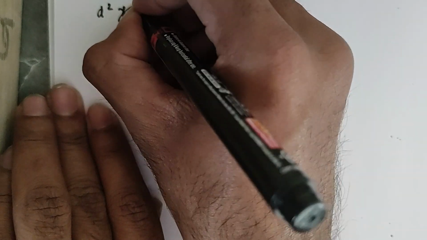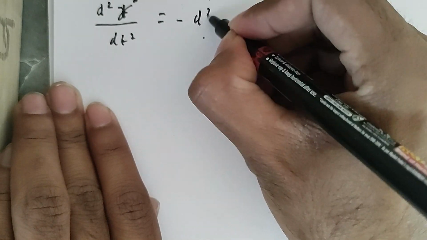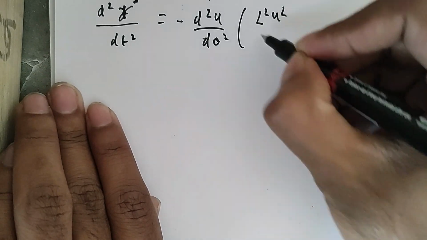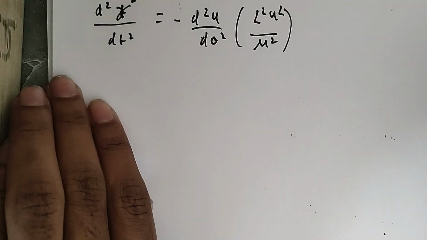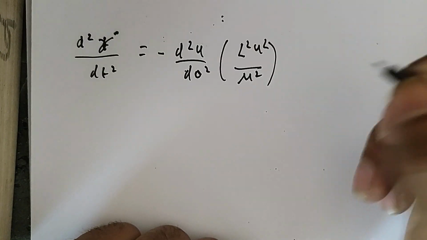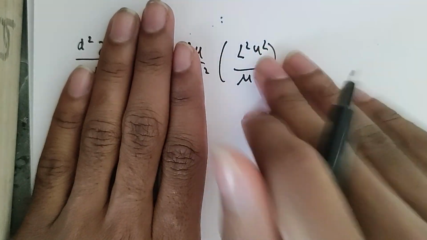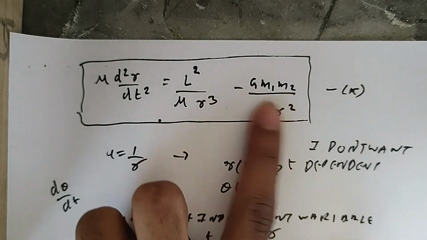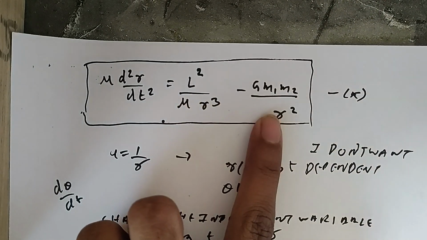So I'm going to get a very simple, decent, small differential equation, which is equal to minus (d square u upon d theta square) times L square u square upon mu square. So yeah, it looks cute, it looks beautiful. What I have to do is just substitute this term, the star term that we did. This is our star term. Take a moment to see this equation.